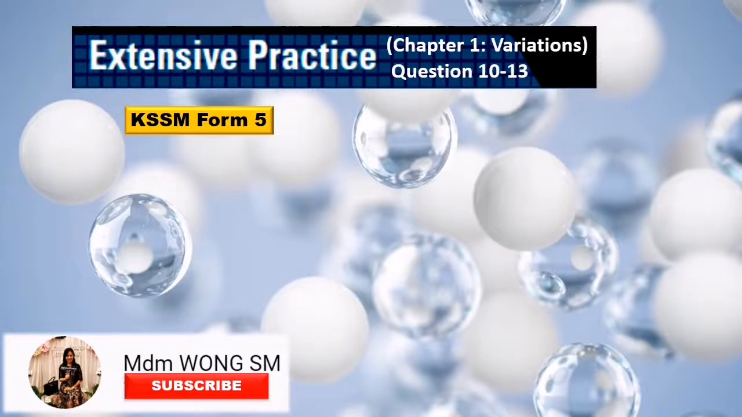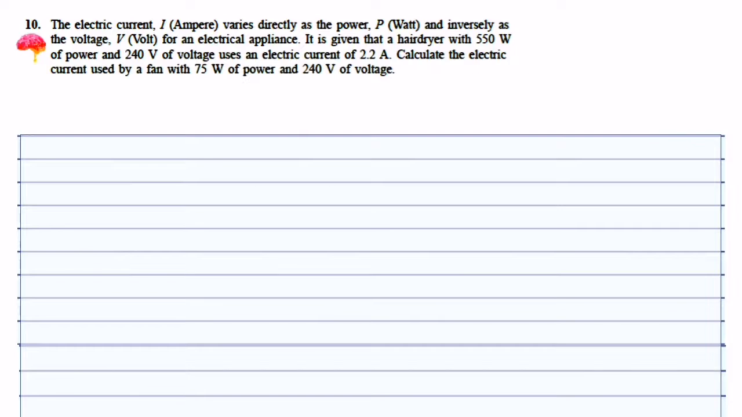Extensive practice, Chapter 1, Variations, Question 10 to 13. Question number 10. The electric current I varies directly as the power P and inversely as the voltage V for an electrical appliance. Okay, so how do we write the variation?